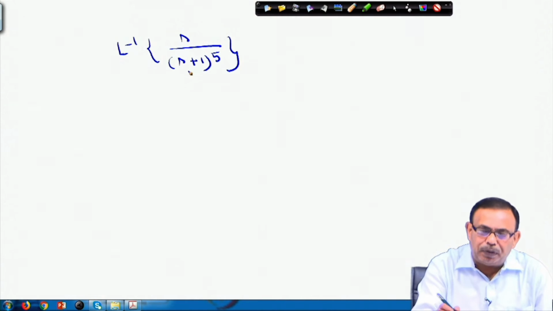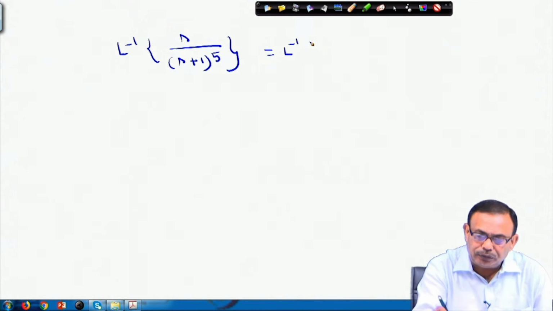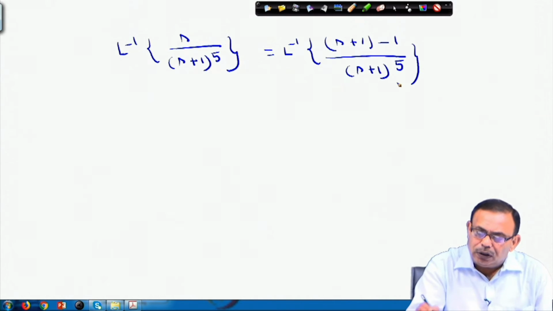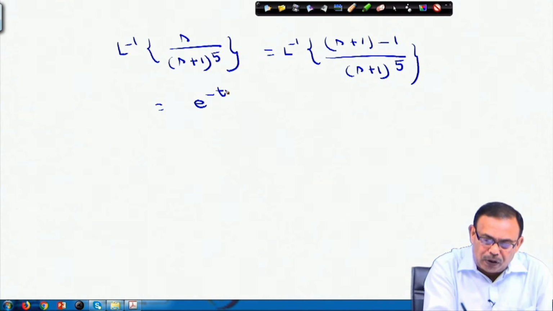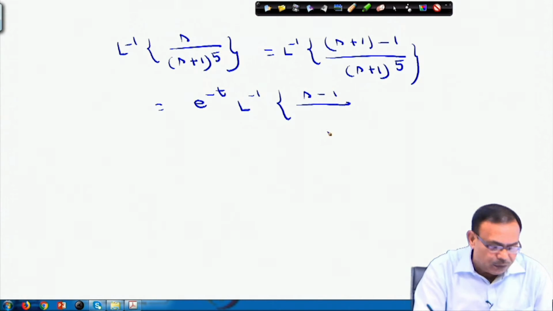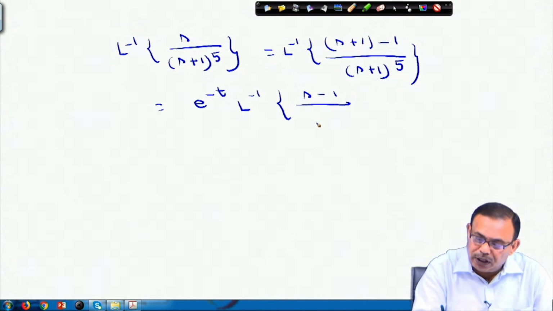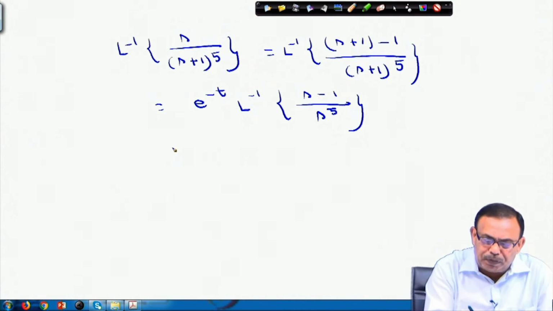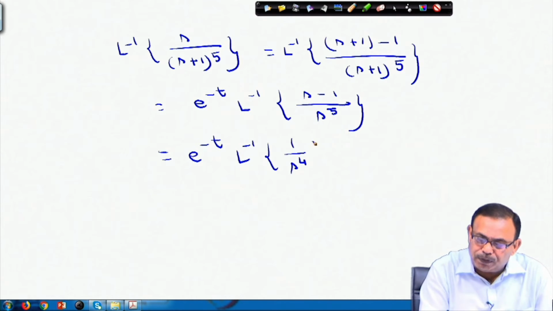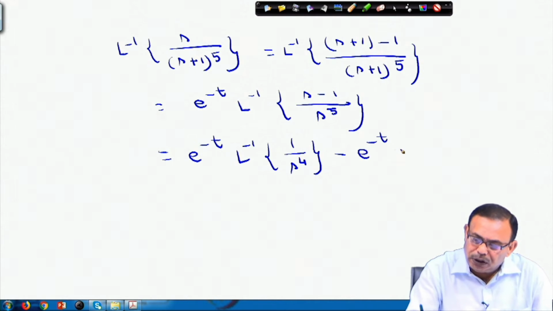So, like the earlier example, I will try to make it as (s plus 1 minus 1) by (s plus 1) to the power 5, and this equals again e to the power minus t into Laplace inverse of (s minus 1) by (s plus 1) will be replaced by s. So, (s minus 1) by s to the power 5, and this is very simple. The next line you can directly do it: Laplace inverse of 1 by s to the power 4 minus e power minus t Laplace inverse of 1 by s to the power 5.